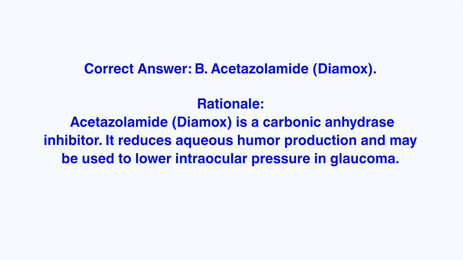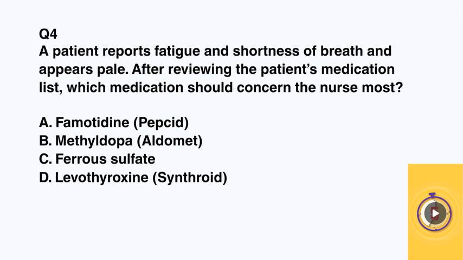Okay, so the correct answer is letter B, acetazolamide or Diamox. This is the rationale. Diamox is a carbonic anhydrase inhibitor. It reduces aqueous humor production and may be used to lower intraocular pressure in patients with glaucoma. Let's go to the next question.